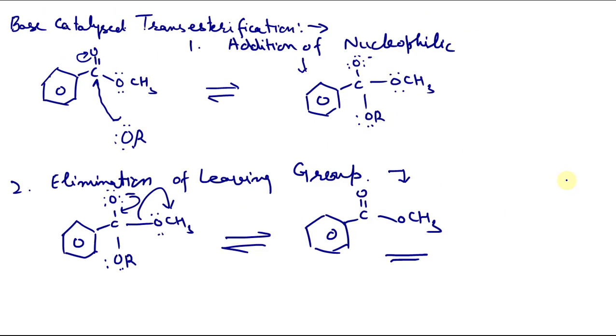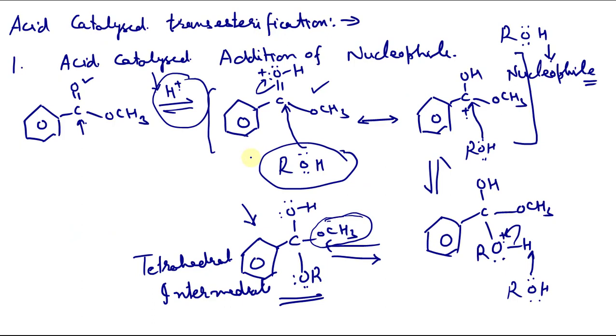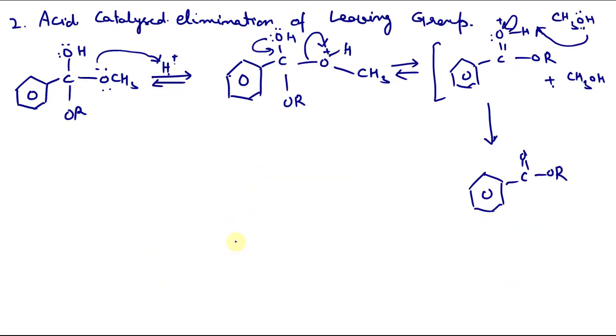Under basic conditions, as our nucleophile has a negative charge, it was a strong nucleophile, so it could directly attack this carbon, and the second step was elimination. Whereas under acidic conditions, the nucleophile alcohol being a weak nucleophile, the first step is protonation, which increases the electrophilic character of this carbon. So next steps are again similar. First we get the tetrahedral intermediate, then the elimination of a leaving group is also catalyzed by acid. So these were the mechanisms under acidic as well as basic conditions.